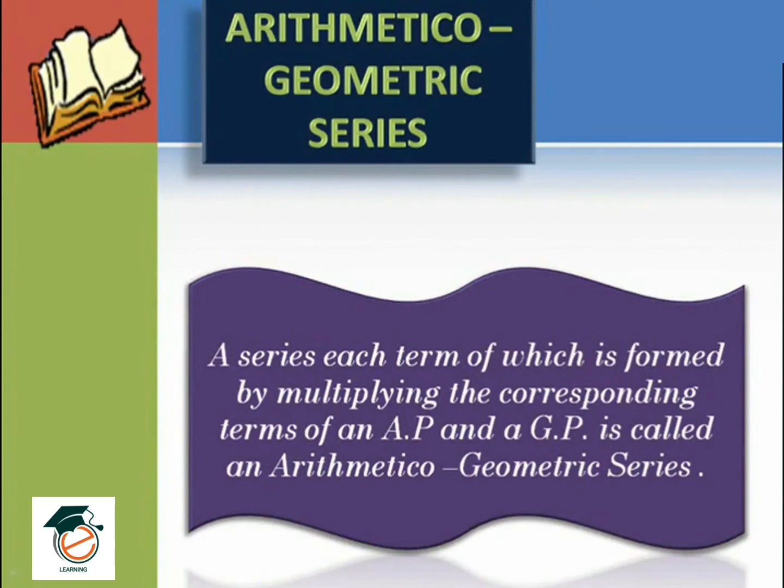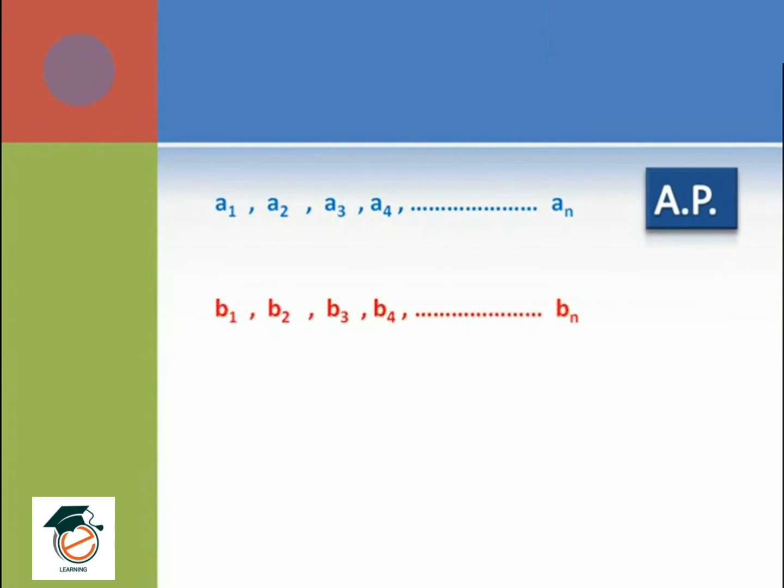Let's try to understand this definition. Let us say that we have a series in which the terms are a1, a2, a3, a4 and so on up to an, and this series is an AP. So we have an arithmetic progression in which the n terms are a1, a2, a3, a4 and so on up to an. Similarly, let us say that we have another sequence b1, b2, b3, b4 and so on up to bn, such that this is a geometric progression. So all these terms are in geometric progression.